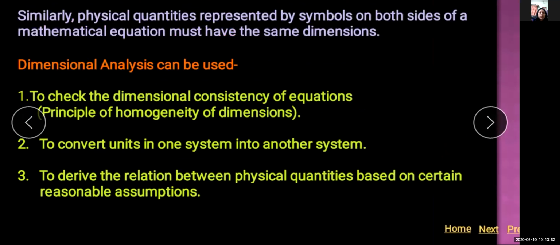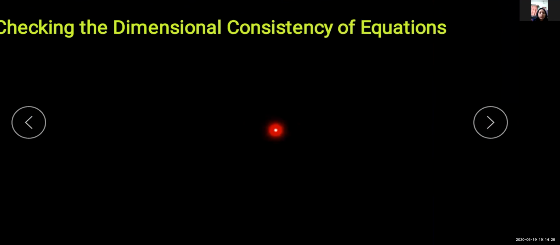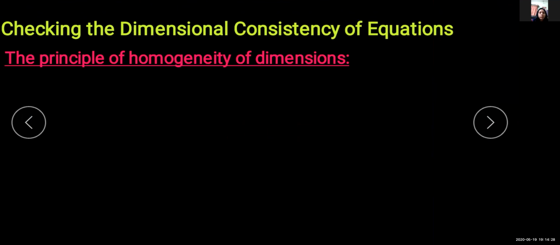So we can use dimensional analysis in three ways: to check the relation of an equation, to convert one unit system into another system, and to derive the relation between physical quantities based on certain reasonable assumptions. Clear? So let's talk about these one by one. First is checking the dimensional consistency. How to check dimensional consistency? Okay, let's take some examples. This is also called the principle of homogeneity of dimension.